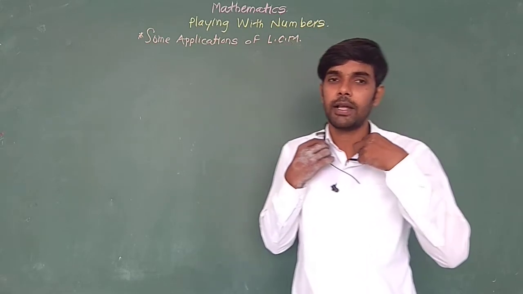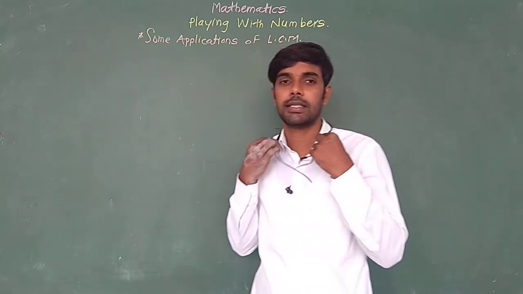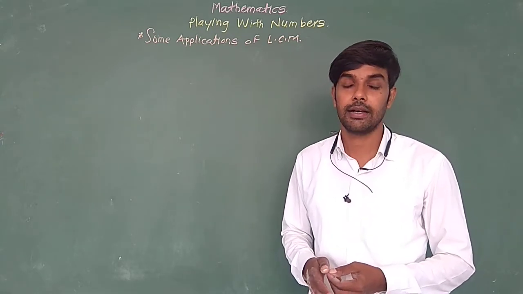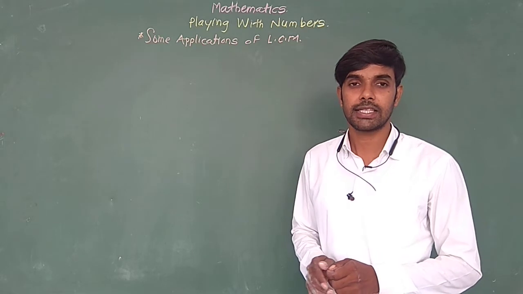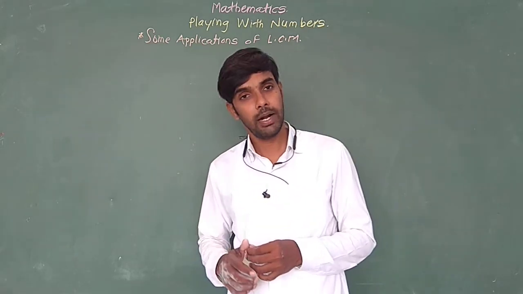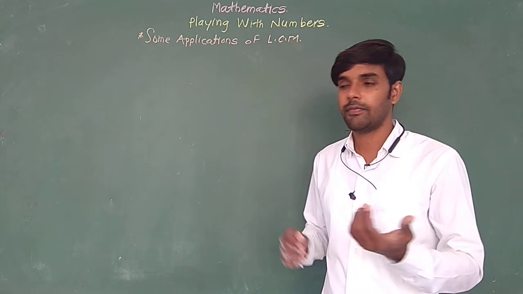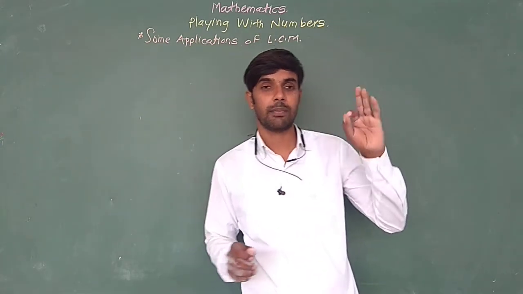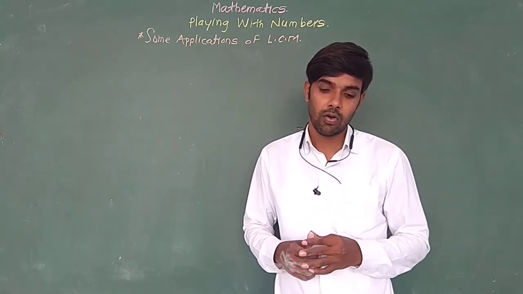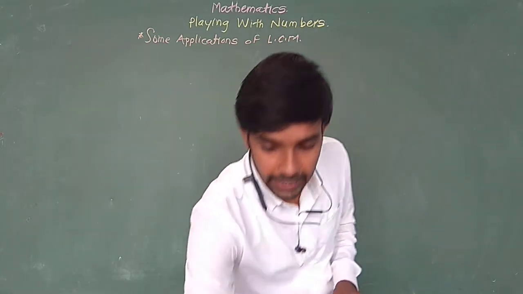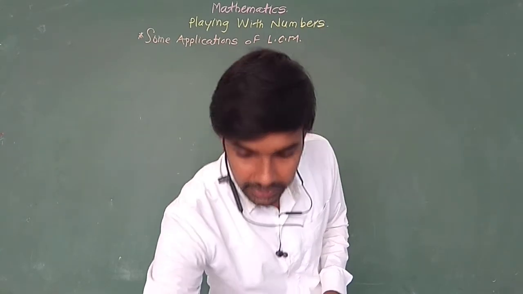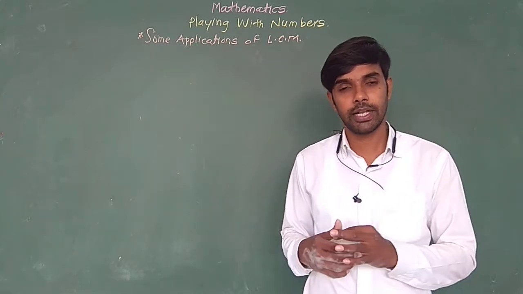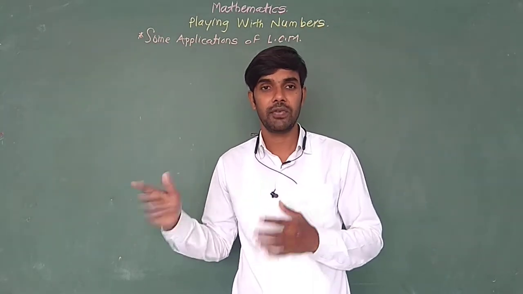So we are studying our chapter Playing with Numbers. In last lecture we have seen the example based on the LCM, the lowest common multiple. And in previous lectures we have seen how to find the LCM. Two methods: first is the prime factorization method and second is the common division method. And also we have seen last lecture the example based on the common division method, that is how to find the LCM of two or more than two numbers by using the common division method.